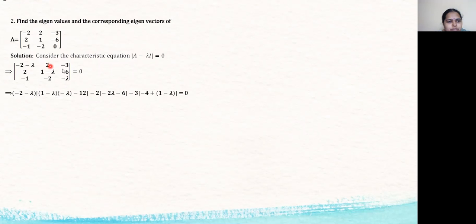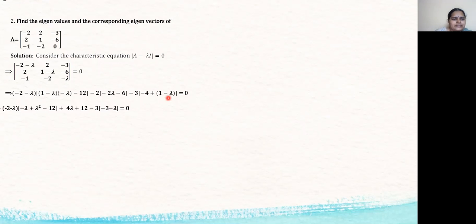Minus 2 into minus lambda, minus 2 lambda. Minus 1 into minus 6 is plus 6, so minus 6. Minus 3 into 2 into minus 2 minus 4. Then plus or minus, first we will write minus, into minus 1 into 1 minus lambda gives us plus 1 into 1 minus lambda. That is what we have written.